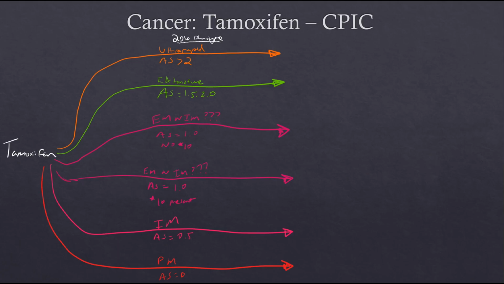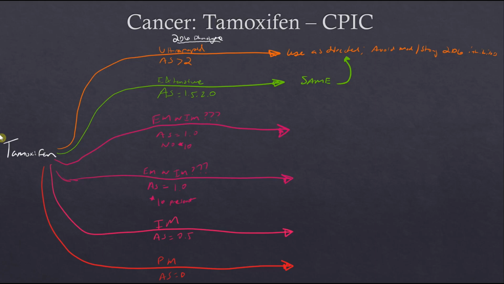And for ultra-rapid metabolizer, it's used as directed. Avoid any moderate or strong 2D6 inhibitors. For an extensive metabolizer, it's the same recommendation, so use as directed. Avoid those moderate or strong 2D6 inhibitors. Why? Because again, you're going to have less endoxifen levels. What you're creating, what we talked about previously, is a pseudo intermediate or a pseudo poor metabolizer if you have 2D6 inhibitors on board.